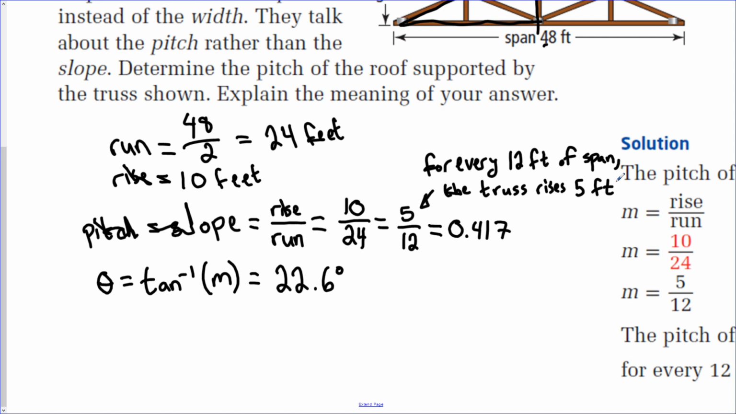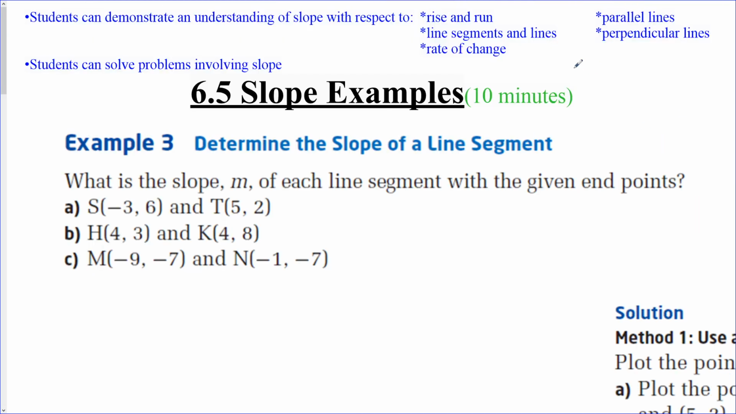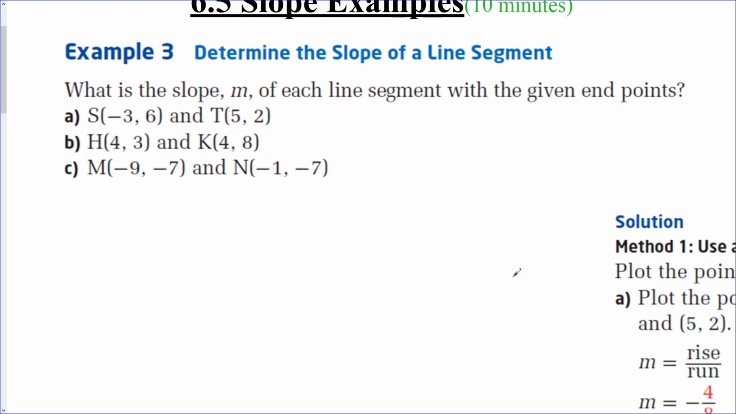So there you go. Let's go on to an additional example. Example number 3. What is the slope of each line segment with the given end points? Well, let's write our first equation. So m is equal to rise over run.